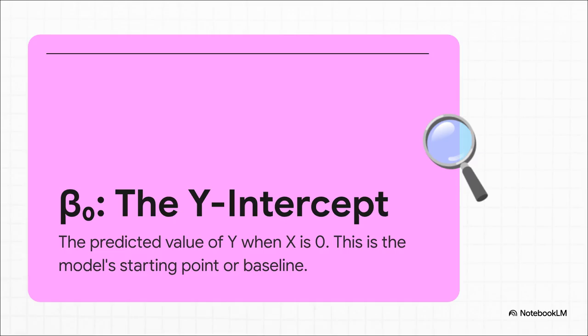Okay, now for our first Greek letter, that little β0, which we call beta 0. This is the y-intercept. It's just a fancy way of saying it's our starting point. What would our model predict for y if our clue x was 0? It's the baseline before anything else even gets factored in.